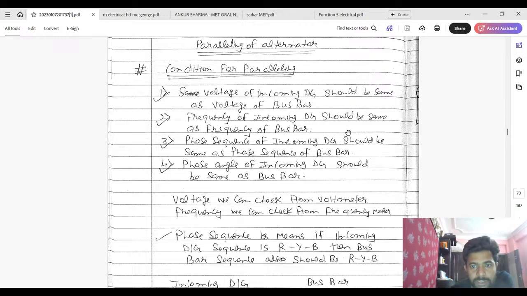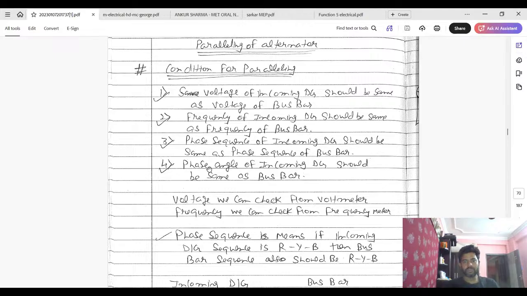Frequency of the incoming generator should be same as the frequency of the bus bar. We can check this frequency in the frequency meter. Now, phase sequence of the incoming DG should be same as the phase sequence of the bus bar. This one is important, phase sequence.